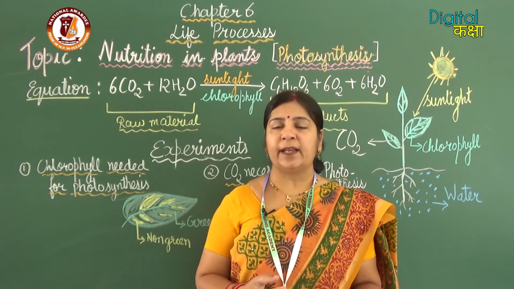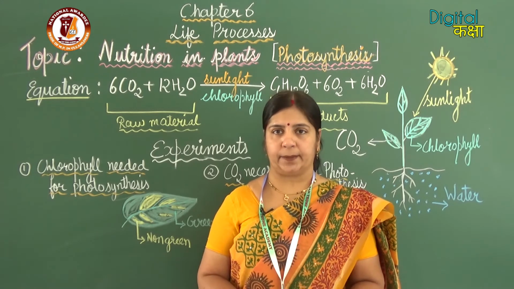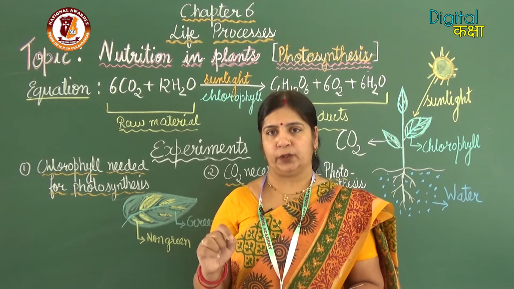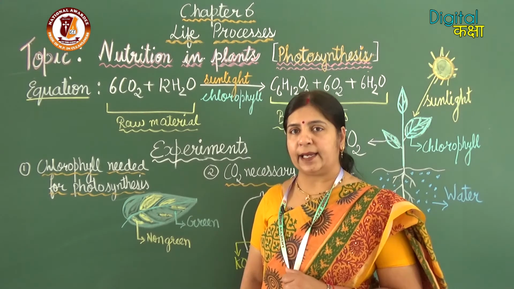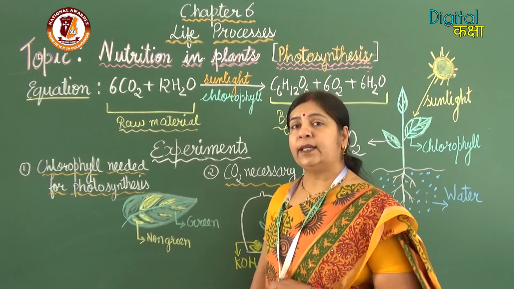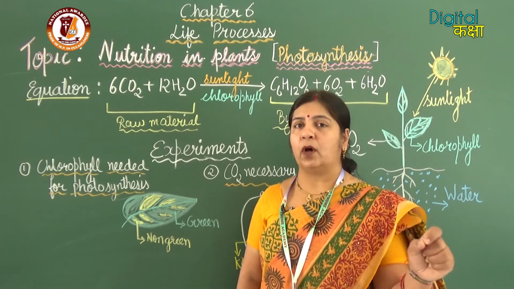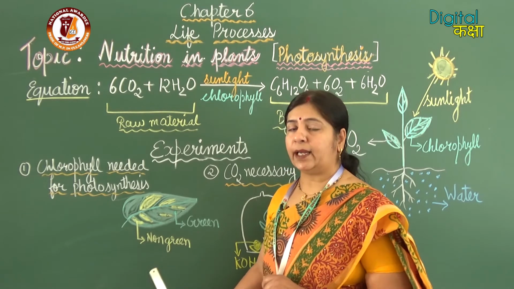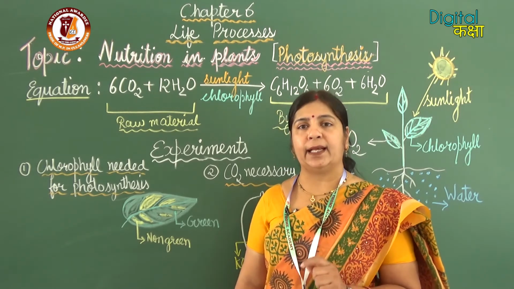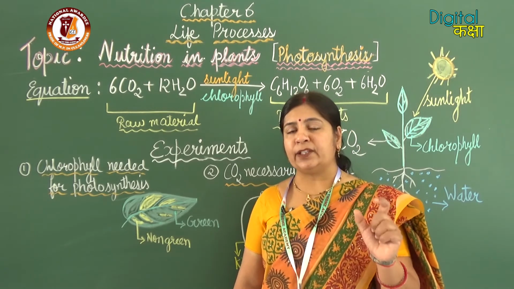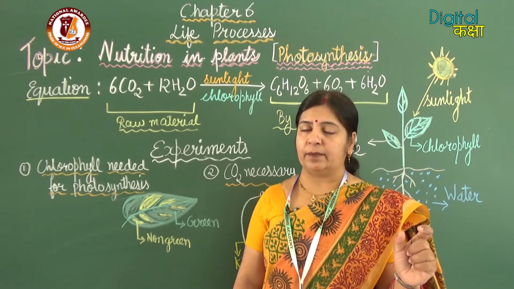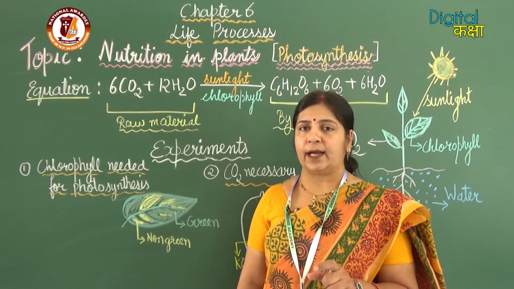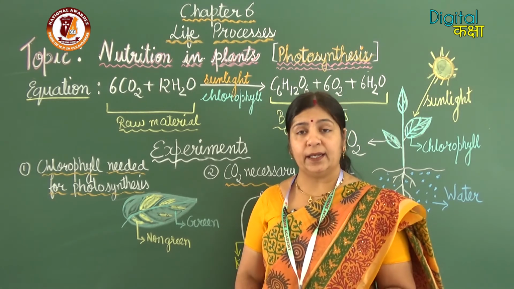Now take out the leaf and put it in a plate, and put a few drops of iodine solution on the leaf. The area which is green will turn blue black because of the iodine solution, and the region which is non-green will not show any color change. So the green region will turn blue black because of iodine solution, and non-green areas will not show any color change.